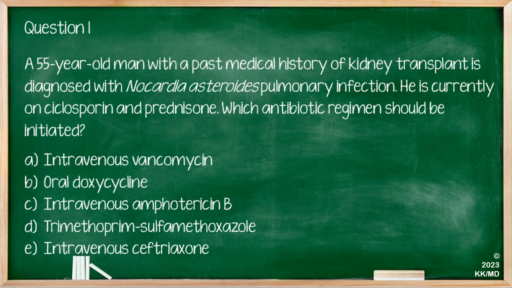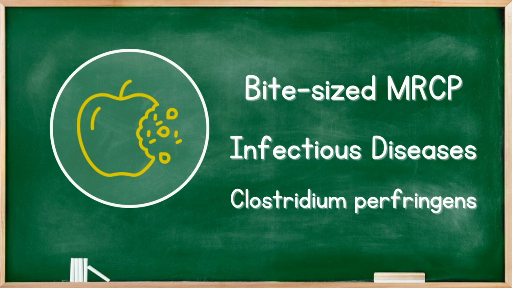If you recall, the first option to treat Nocardia species, which is the case here in an immunosuppressed patient due to taking immunosuppressive medications for their kidney transplant, is cotrimoxazole. And cotrimoxazole is option D, which is trimethoprim and sulfamethoxazole.